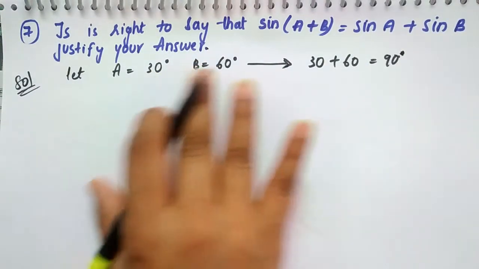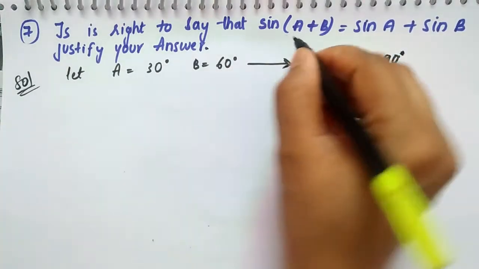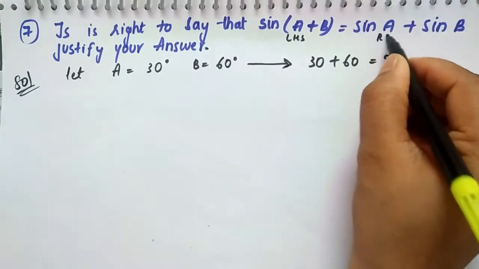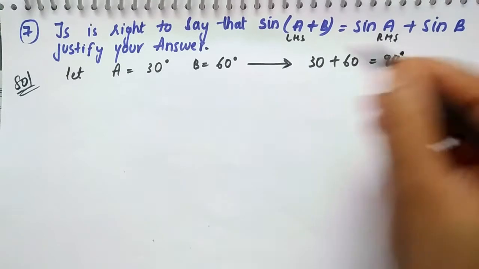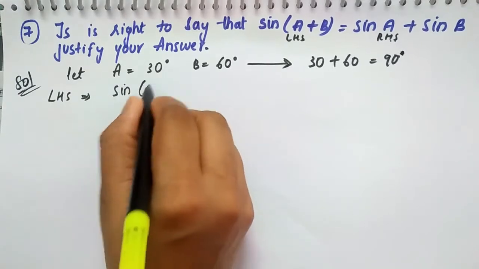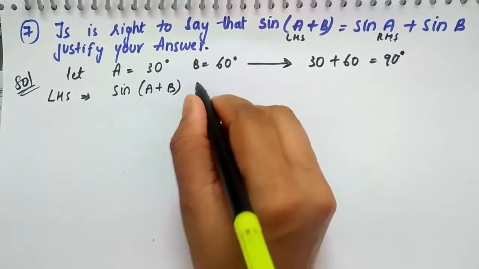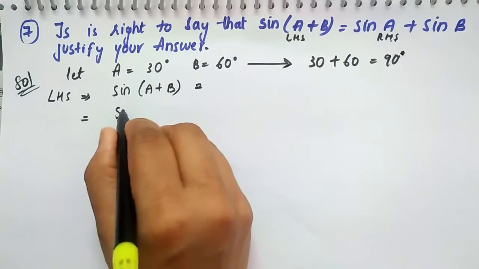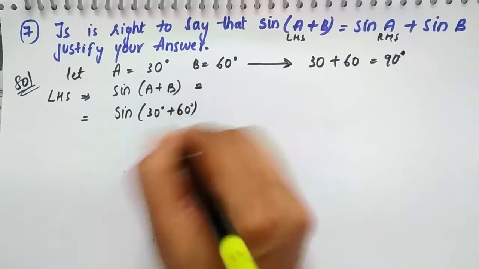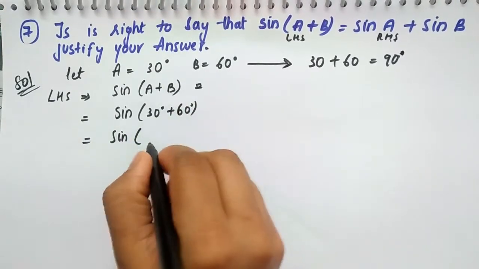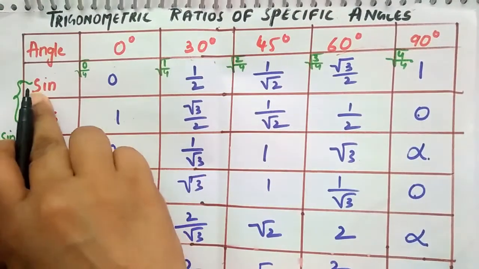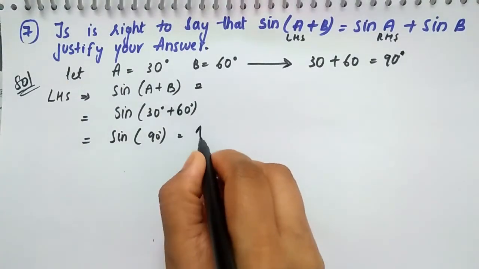I'm taking A as 30 degrees and B as 60 degrees. Whenever there's a problem to justify, show or prove, you need to take LHS and RHS, start with LHS and end with RHS. So let us take LHS, which is sine (A plus B). A is 30 degrees and B is 60 degrees, so sine of 30 plus 60 is sine 90 degrees. From our table, sine 90 is 1. So we are getting the answer as 1.